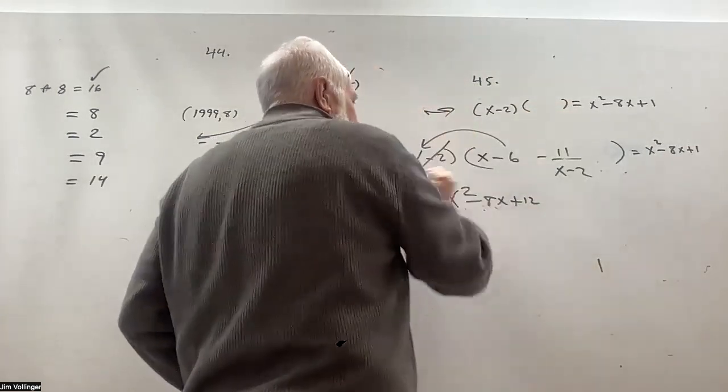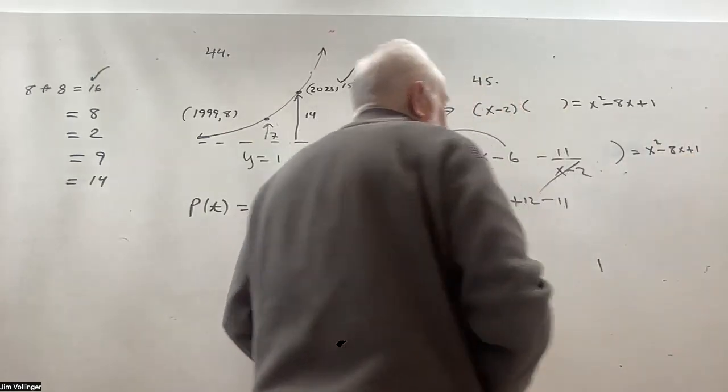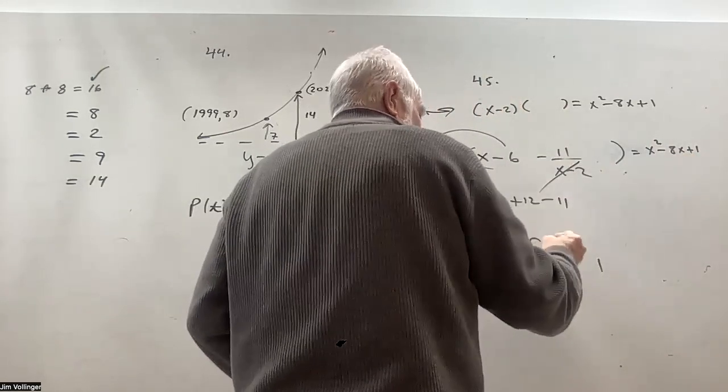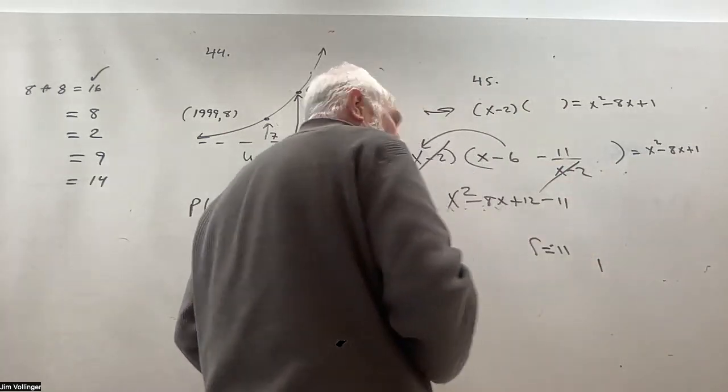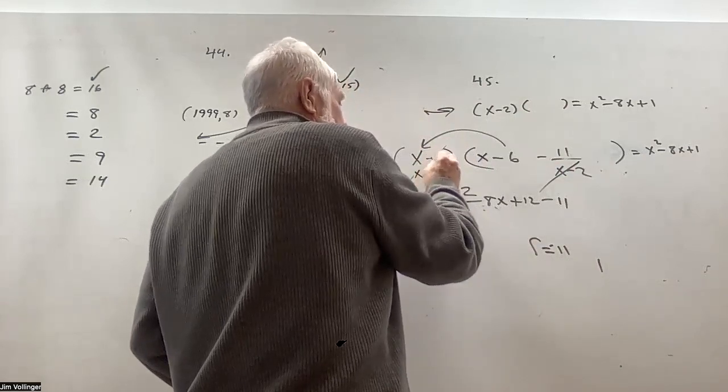And then what happens to the x minus 2s? They cancel. Minus 11 gets us 1. Now, the remainder is minus 11. All right? The critical number is x equals 2.